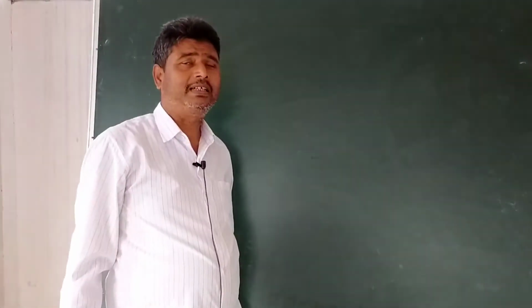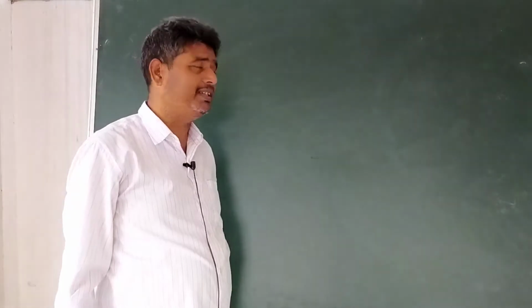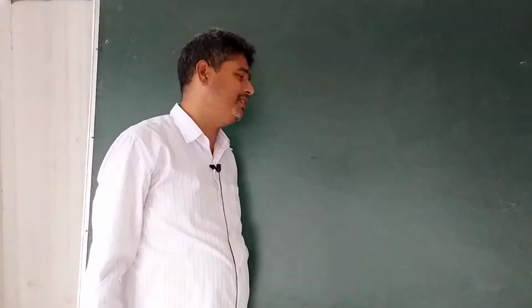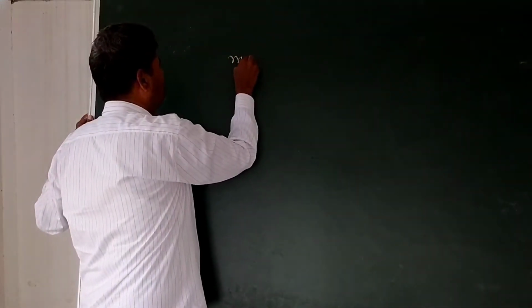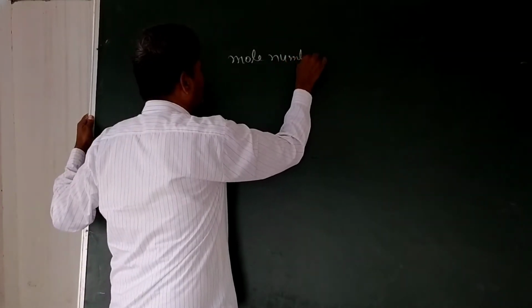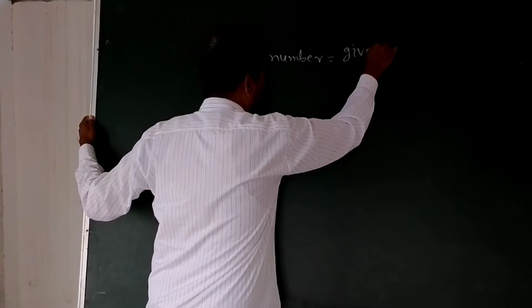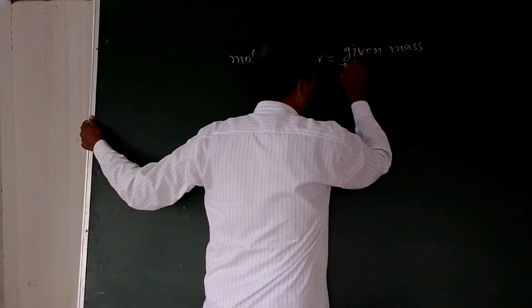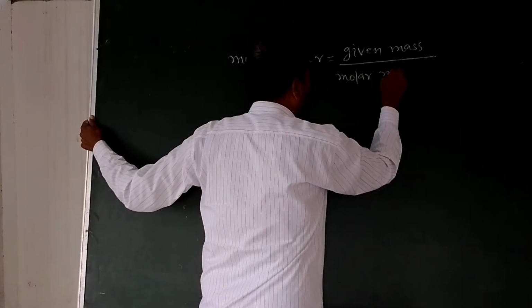Mole number is a relative number. When the given mass of a substance is divided by its molar mass, then the mole number is obtained. Mole number is equal to given mass upon molar mass.